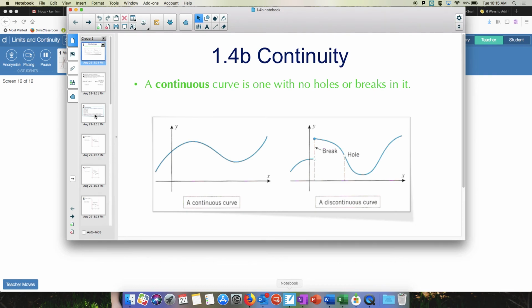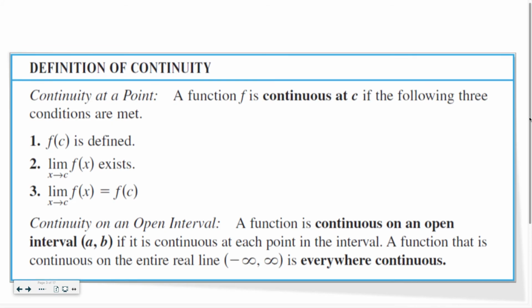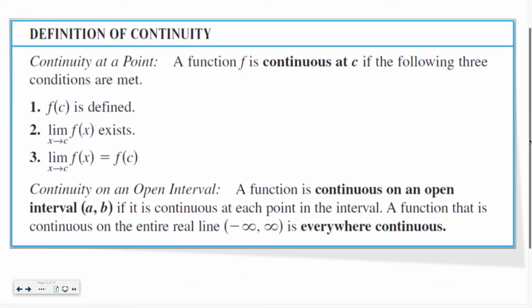So let's go ahead and write down the official definition. Before you write it down: f of c is defined. We have a coordinate. The limit as x approaches c exists. The right and the left limits are the same. And then the big kicker, the limit is the same as the function value. Write it down. Don't worry about this down here. Just write number 3.